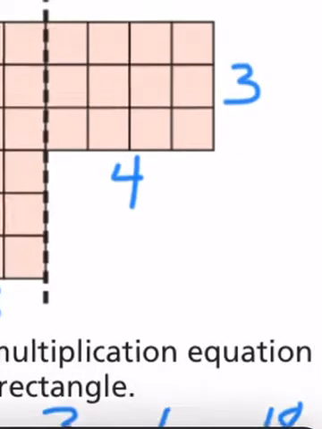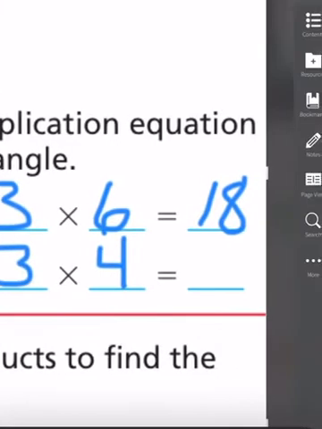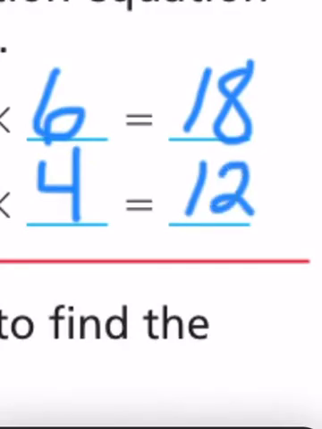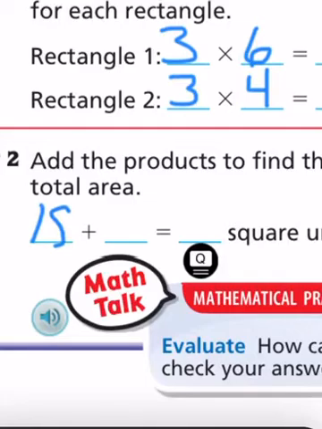And rectangle 2 has a width of 4 and a length of 3. So 3 times 4, 3 groups of 4. Count by 4 3 times, or you can count by 3 4 times. They all equal 12.